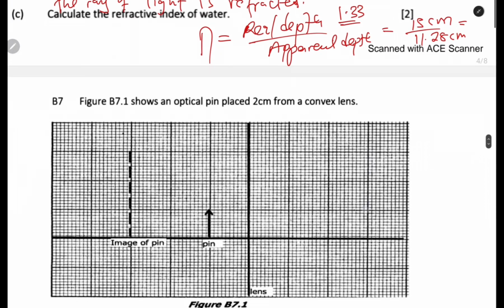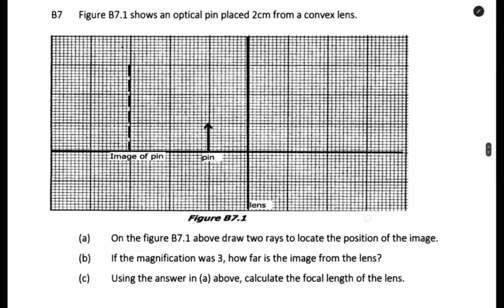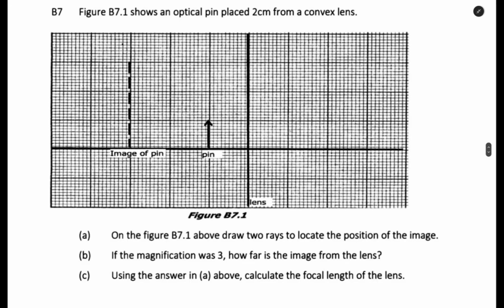Okay, so let us look at question 7. Figure B7.1 shows an optical pin placed 2 centimeter from the convex lens. So this is the lens, okay, convex lens, and you know that convex lens causes the ray of light to meet. So it is put 2 centimeter. So this is 2 centimeter, the whole of this distance here. The first question is that on the diagram B7.1 above, draw the rays to locate the position of the image.